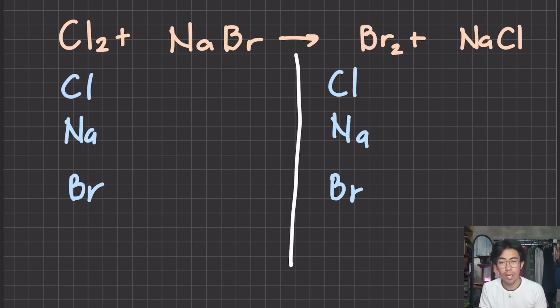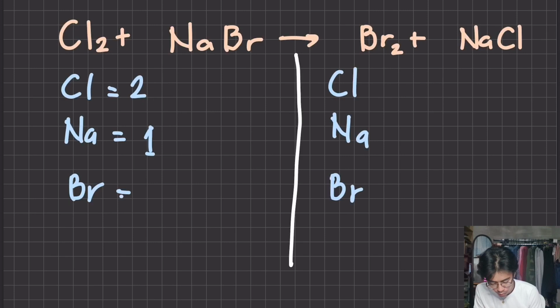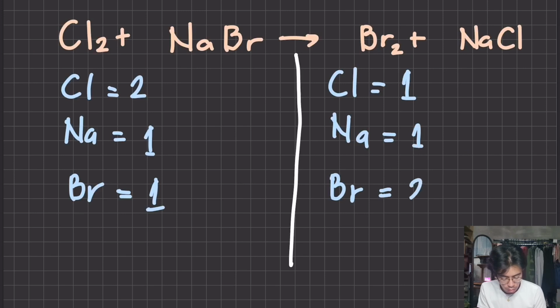Next, let's write the number of atoms of each element on the reactant side and on the product side. Chlorine is 2, sodium is 1, bromine is 1. On the product side, chlorine is 1, sodium is 1, and bromine is 2. Then compare the number of atoms of each element on the reactant side and on the product side. Chlorine is 2 on the reactant, 1 on the product. Sodium is both 1. Bromine is 1 on the reactant, 2 on the product side.